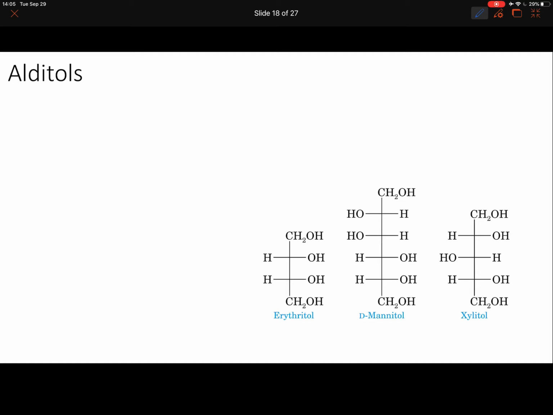But anyways, these are three more alditols: xylitol, mannitol, erythritol. You might again recognize some of these names when you're looking at ingredients.